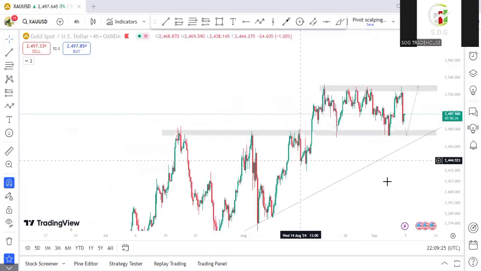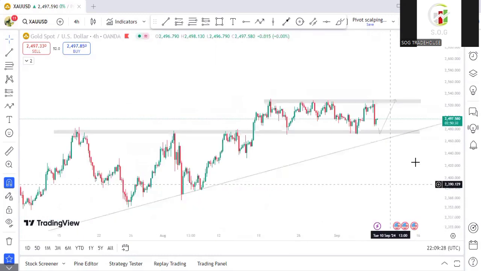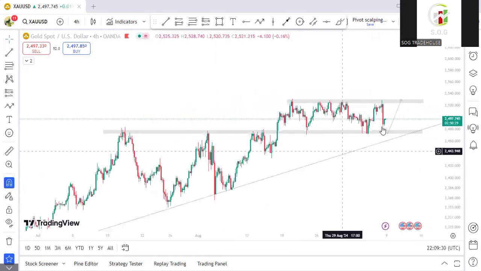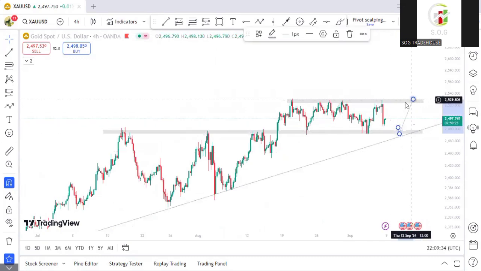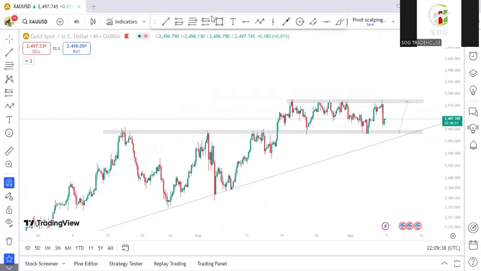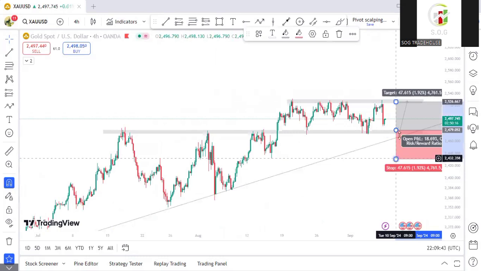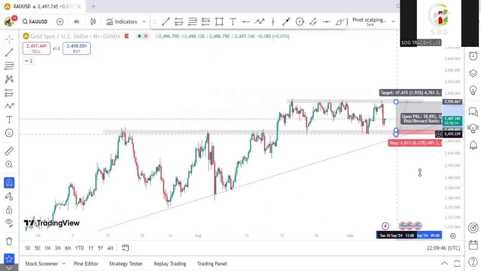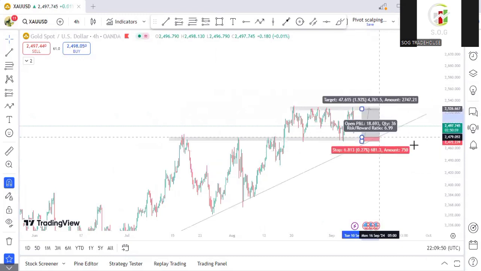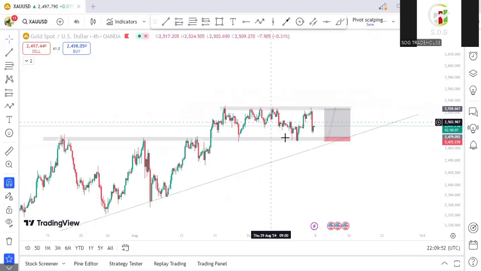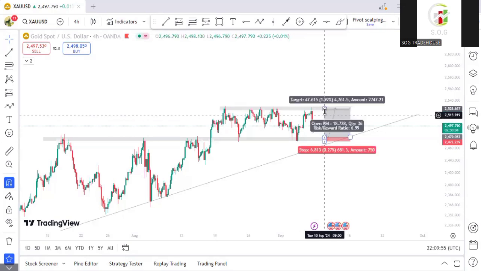So gold is a very straightforward analysis. We just have to wait for the market to move down to the support. And if we get our candlestick pattern on the support, we'll enter buy then and target the resistance. Since the market is moving between this support and this resistance, so our target should be this resistance.